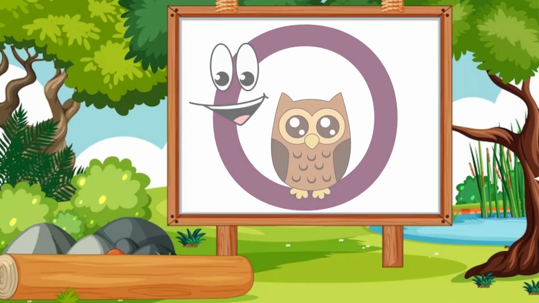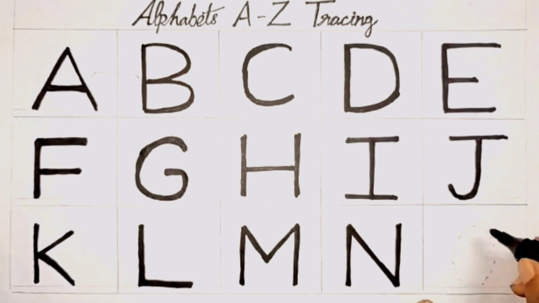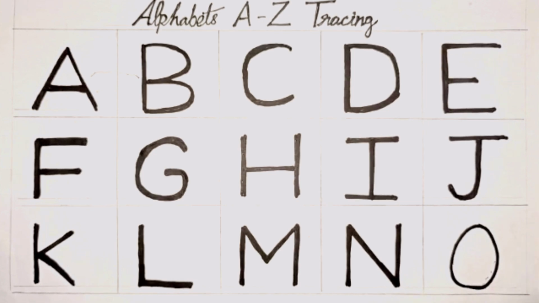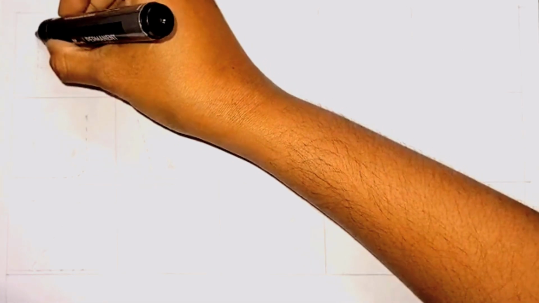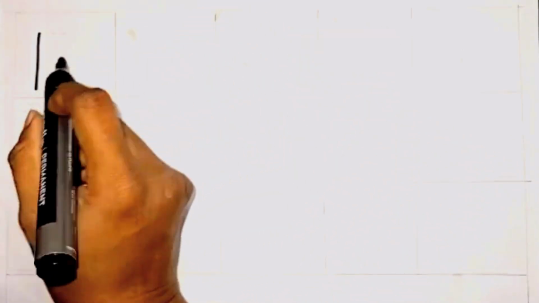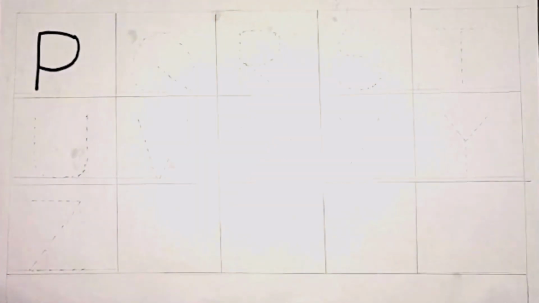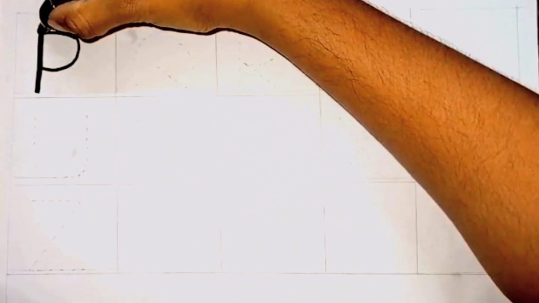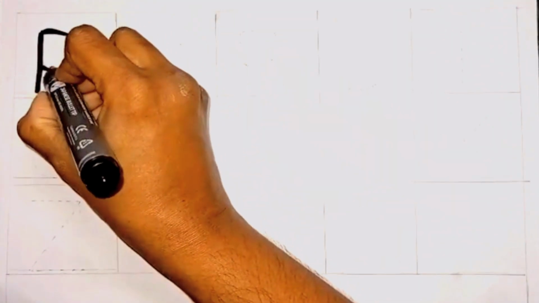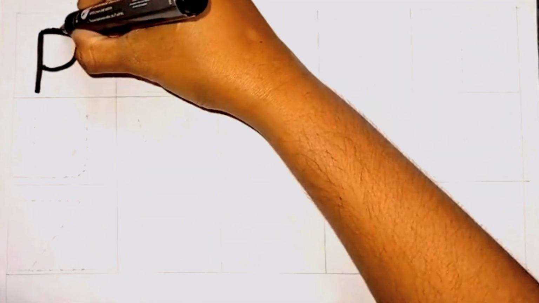Next is O. You are just going to draw a circle. That is your letter O. Let's do it again. Just going to draw a circle. That is your letter O. P. Standing line and one curve gives you the alphabet P. Draw a standing line and a curve joining the standing line, and that gives you letter P.